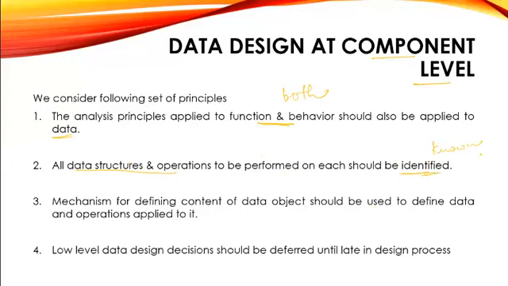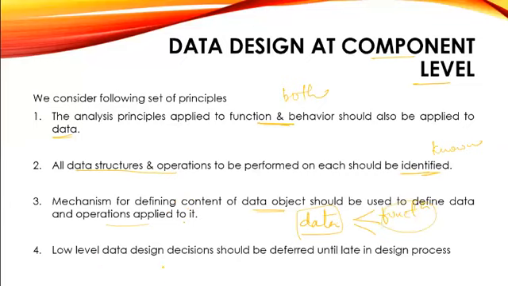The next is that a mechanism for defining the content of the data object should be used to define data and operations applied to it. Whatever mechanism or technique you're using for defining the content of a data object, and a data object can be a role, an entity, anything, it should be used to define the data and the operations applied to it. That is, this is the data, and the data is going to do different functions, different jobs. So you're going to use the mechanism for defining your data and also for defining the different operations that are applied to it.